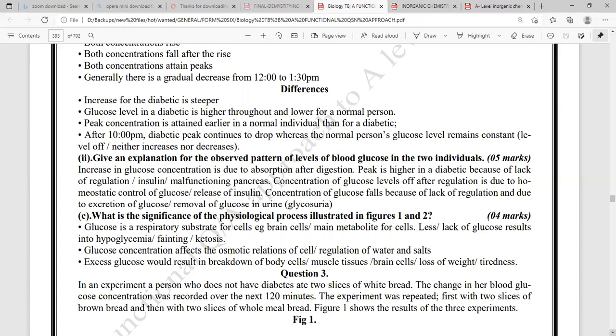Now, in a normal individual, glucose is not allowed to go beyond the normal levels. It increases slightly and later falls back to normal. So the concentration of glucose levels off after regulation, and this is due to homeostatic control of glucose, or release of insulin, in the normal individual. In the diabetic individual, the concentration of glucose falls because of lack of regulation and due to excretion, or removal, of glucose in urine.